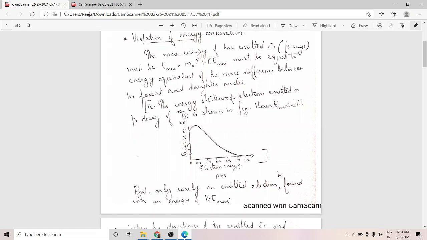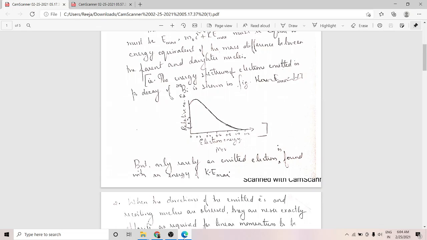But it was found that the emitted electron was never found with this predicted kinetic energy maximum. That means there is some missing energy. So where does it go? This led to a violation of conservation of energy.